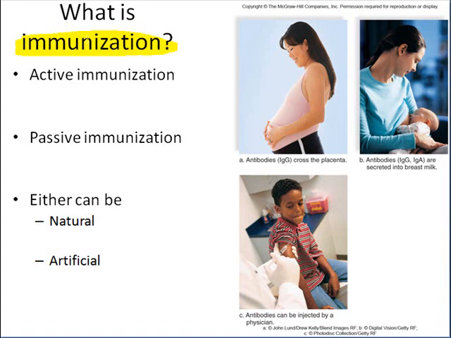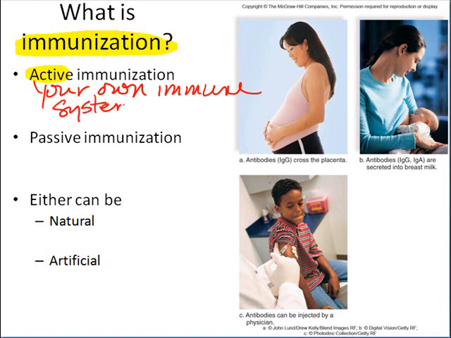So the difference between these 2 terms is that in active immunization, your own immune system makes plasma cells, antibodies, B cell clones, T cell clones, cytotoxic T cells, memory B cells, memory T cells. Your own immune system is stimulated to respond, okay? Therefore, you end up having memory against that particular agent.